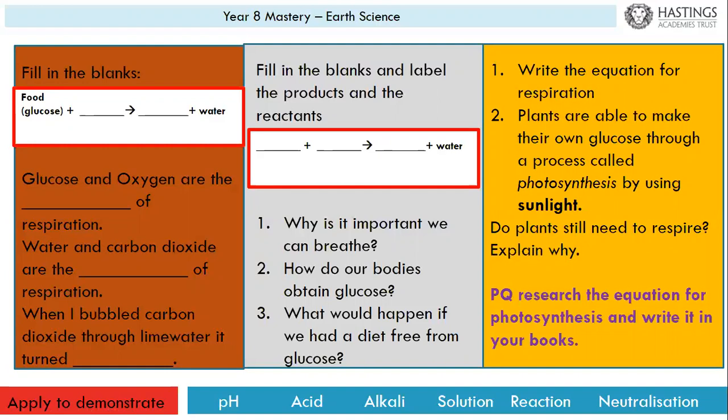I'm going to go through the silver ones with you. So the word equation: glucose plus oxygen releases carbon dioxide and water. Why is it important that we can breathe? Okay, it's important that we can breathe because oxygen is required for respiration, which provides the energy for all of the life processes. How do our bodies obtain glucose? So that's through our food. Obtain means to get. And what would happen if we had a diet free from glucose? We'd probably be very tired. Our bodies would have to work a lot harder to get energy from the proteins, okay? And it wouldn't really be very healthy.